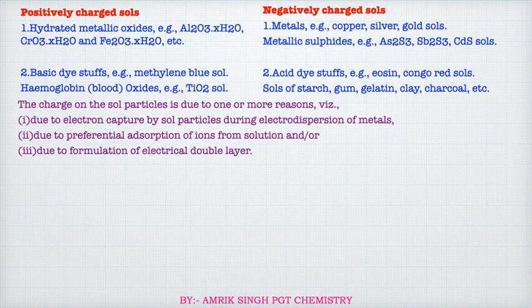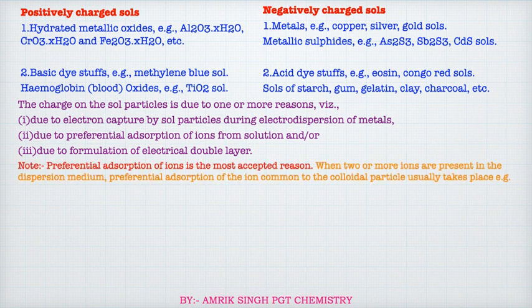The charge on sol particle is due to one or more reasons. First reason is due to electron capture by sol particles during electrodispersion of metals. Second reason is due to the preferential adsorption of ions from solution. And third is due to formation of electrical double layer. Note, the preferential adsorption of ions is the most accepted reason.